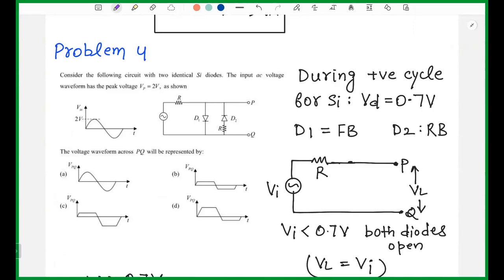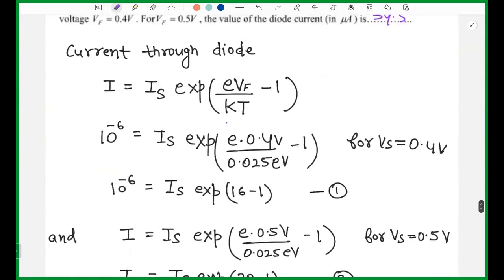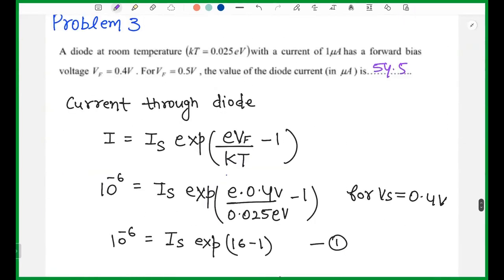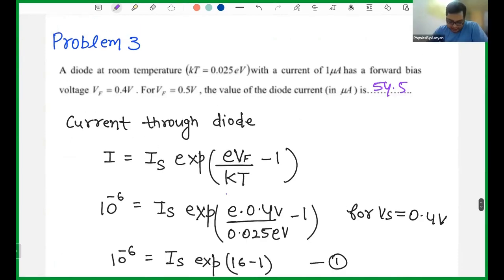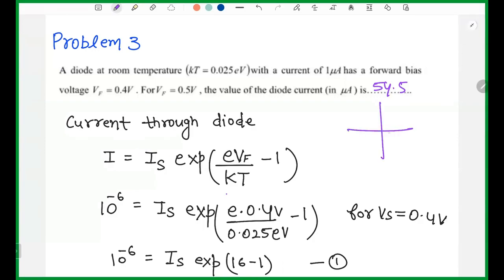Sir, this formula which you have told, I is equal to IS, the current through the diode, it was a constant current through the diode. This formula was in the reverse bias condition, right? No. Forward. IS is the saturation current. Okay, sir. This is IS, but the current is in the forward. Okay, sir.